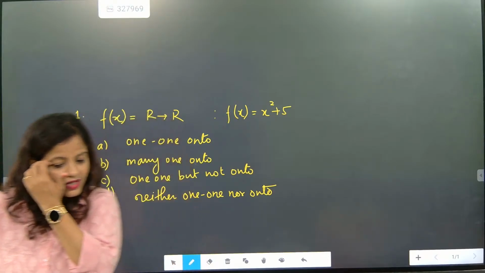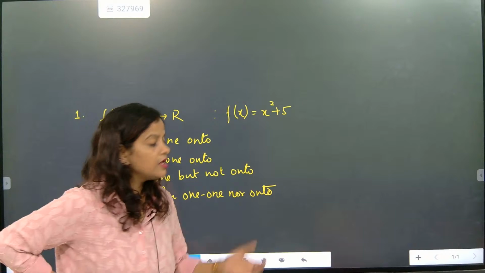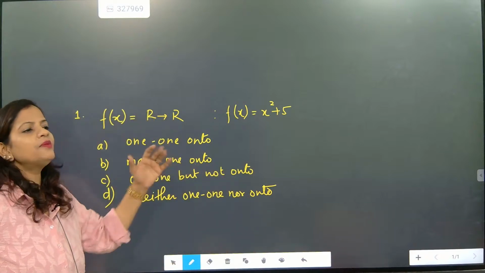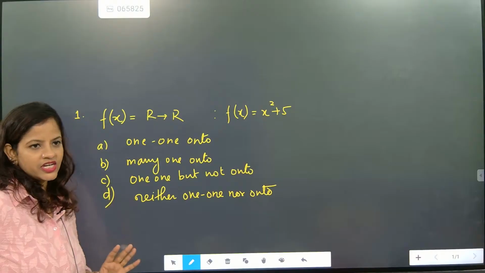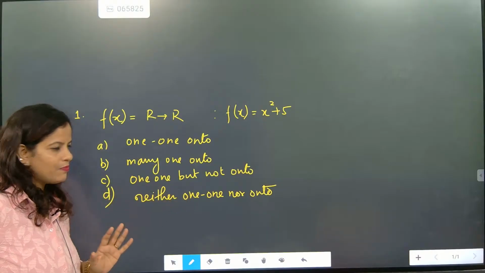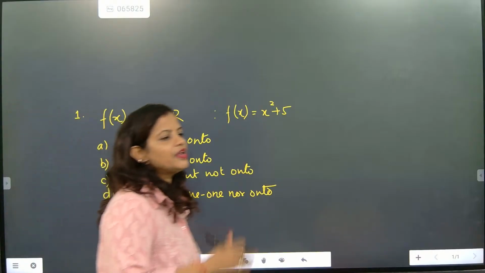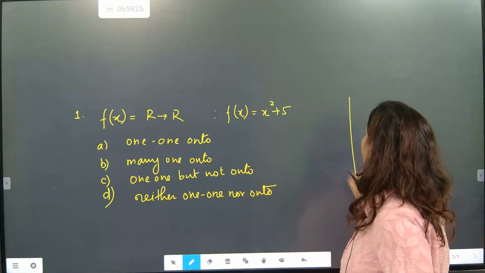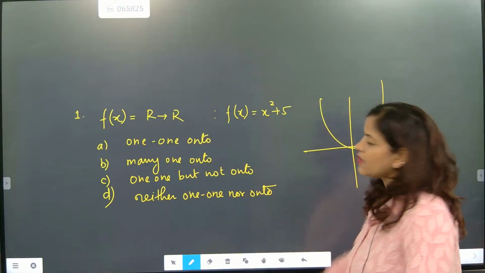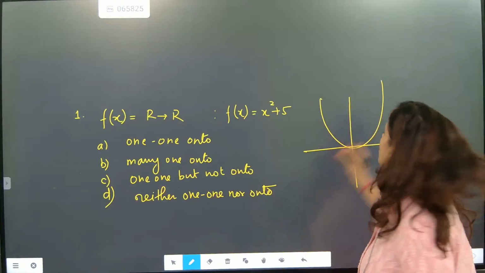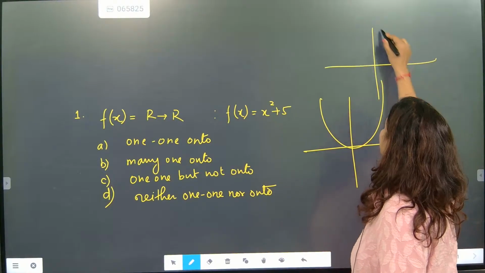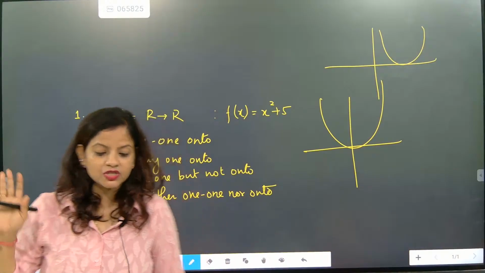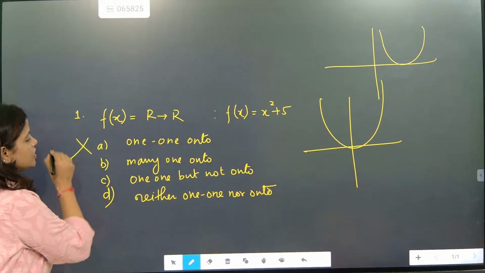Now, what can be the answer here? See, understand. One-one onto means bijective. 100% it is not going to be bijective. Why? Because y is equal to x square plus 5 is exactly y is equal to x square, a parabola, which may be shifted like this. So 100% it is not going to be one-one onto; bijection is not possible. So the first option is gone.